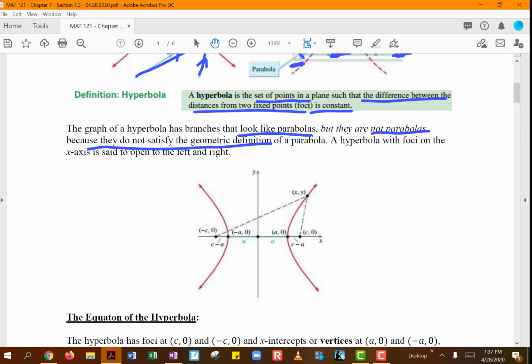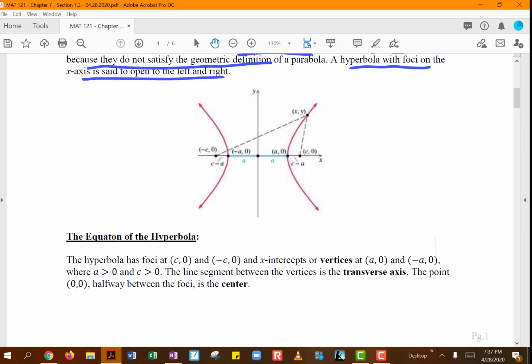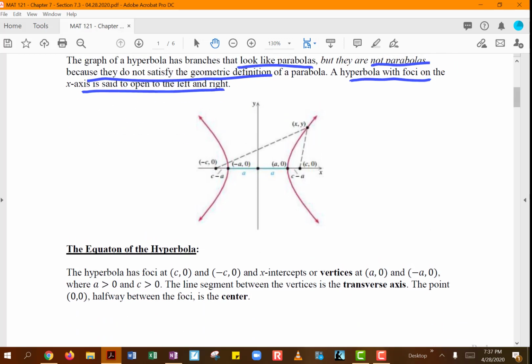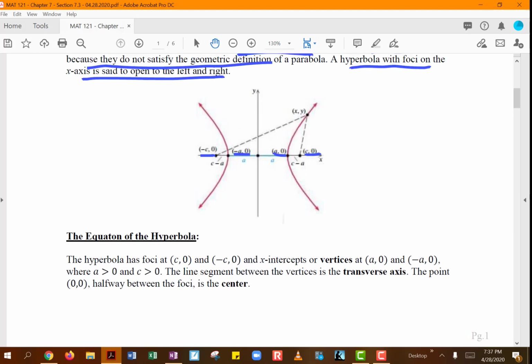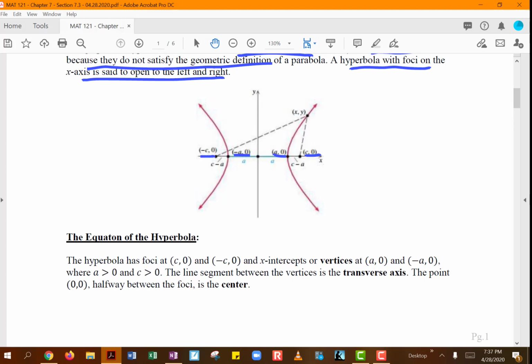Okay, so a hyperbola with foci on the x-axis is said to open left and right. When our hyperbola opens left and right, you are going to have x-intercepts, and those x-intercepts are going to be at the points (-a, 0) and (a, 0). Our foci, of course, are going to be at (c, 0) and (-c, 0). In this image, we would say it is centered at the origin (0, 0). So this would be our center.